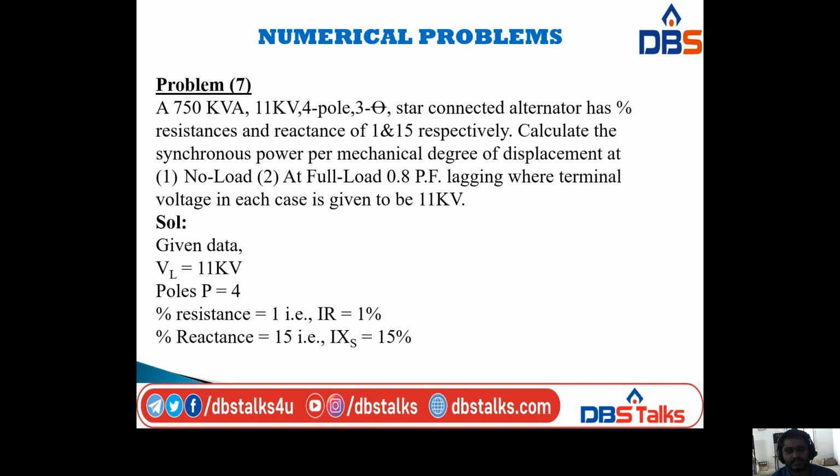So in the problem they already gave the line voltage, that is 11 kV, and the number of poles P is equal to 4, and also the rating of the alternator, that is 750 kVA, and it is a 3-phase, so the number of phases is 3. It is a star connected alternator, and next we have the percentage of resistance and reactance. Percentage of resistance is equal to 1%, that is the IR resistance drop. The percentage of reactance is equal to 15%, that is the reactance drop I into XS. By using this data we have to calculate the synchronizing power per mechanical degree of displacement at no load and at full load, both conditions.